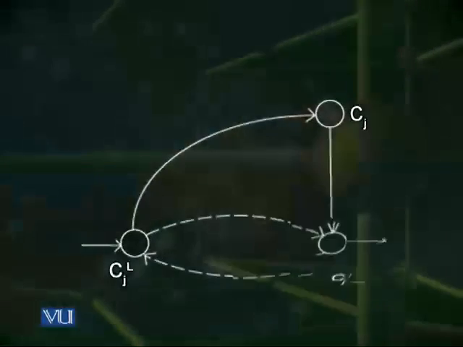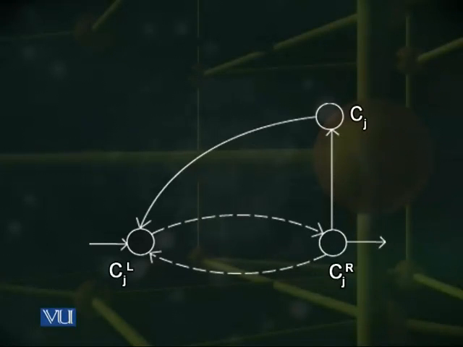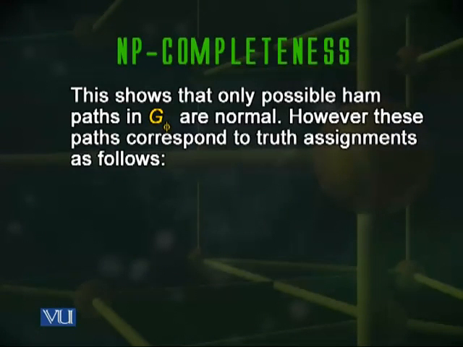Thus, every Hamiltonian path in this graph that starts from S and goes to T must be a normal path. Let's illustrate this argument by a picture. As you can see, this picture shows you how the situation that we have said leads to an impossibility. This actually shows us that all Hamiltonian paths in this graph from S to T are normal.